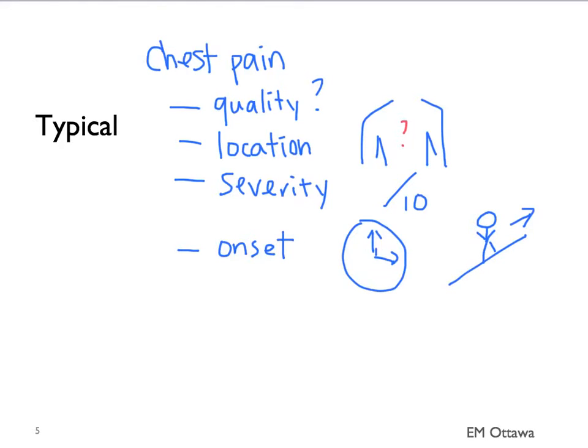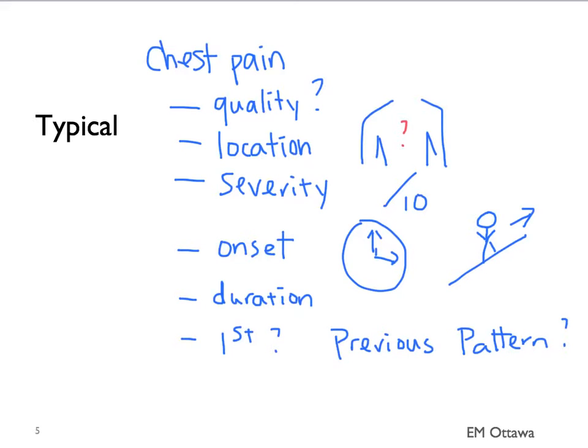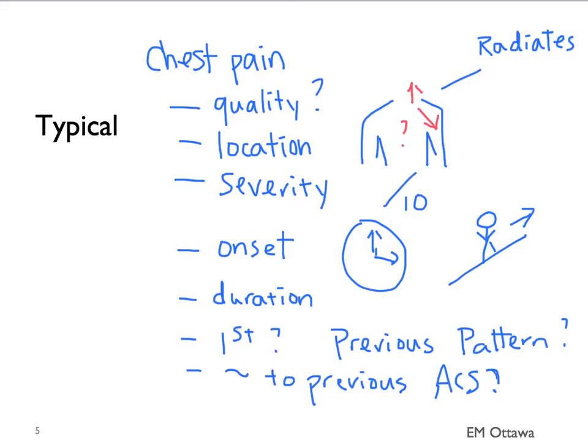How long did the pain last? Is it the first time the patient has been having this kind of pain, or have they felt it before? And if so, what kind of frequency have they been experiencing this pain? If they have any history of coronary artery disease before, is it similar to any of the pain they have experienced relating to that? We also need to find out if the pain radiates anywhere, for example, jaw, shoulders, arm, or back.